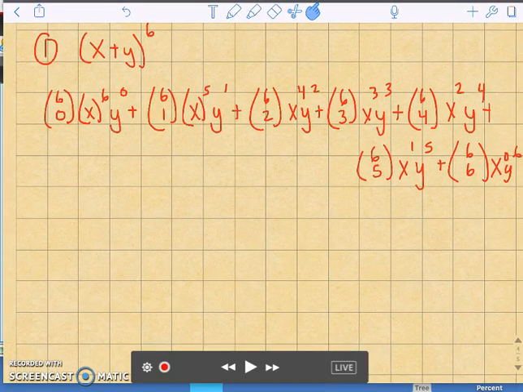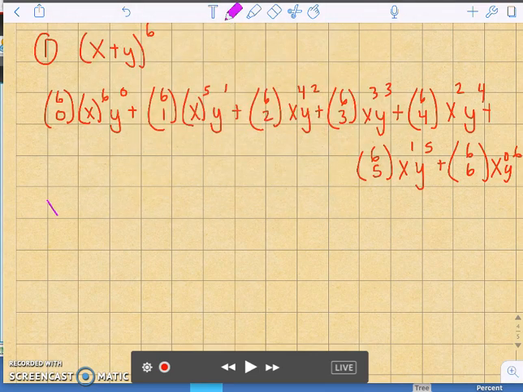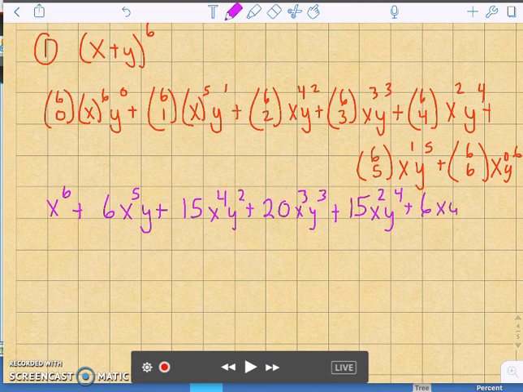We know that was 1, so this first one is just 1, so x to the 6th, plus 6c1 was 6, so 6x to the 5th y. 6c2 was 15, x to the 4th y squared, plus 20, x cubed, y cubed, plus the next one that goes back down, so 15, x squared, y to the 4th, plus 6x, y to the 5th, plus 6c6 was 1, so we just have y to the 6th.